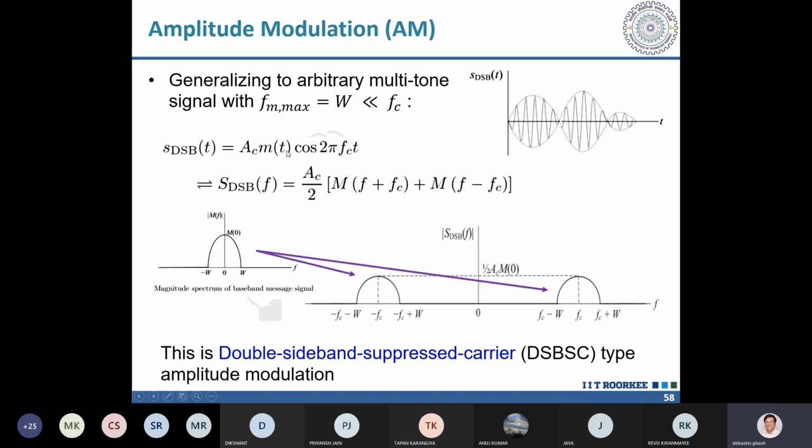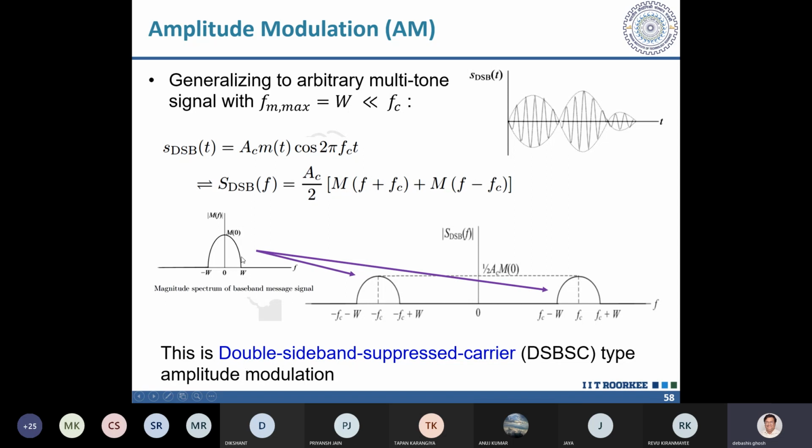That's why we are calling it amplitude modulation, because the message signal is modifying the amplitude of the carrier signal, and thus the carrier signal is modulated. So that's why it is called amplitude modulation. And the type of amplitude modulation here is called double sideband.